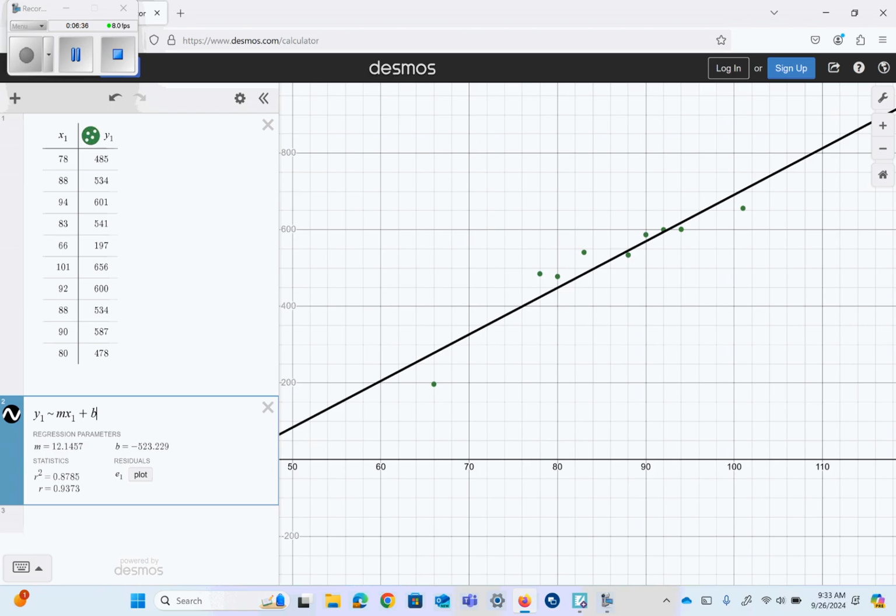Next page is 130, what? 140. 140? All right. No, I'm not. 140.